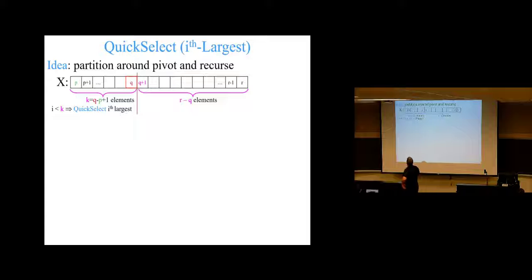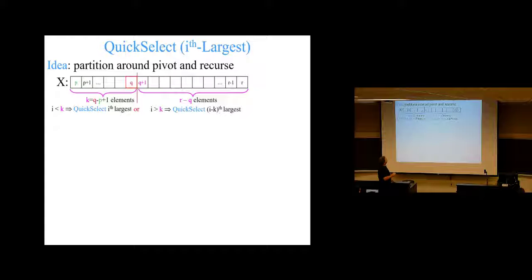So if i is less than k, in other words, the ith largest that we're trying to find falls in this bunch as opposed to in this bunch, we're going to then do quick select for the ith largest in this portion. But if i is greater than k, in other words, the ith that we're trying to select is falling in this portion, greater than the number of elements in this first portion, then we're going to recurse on the second half.